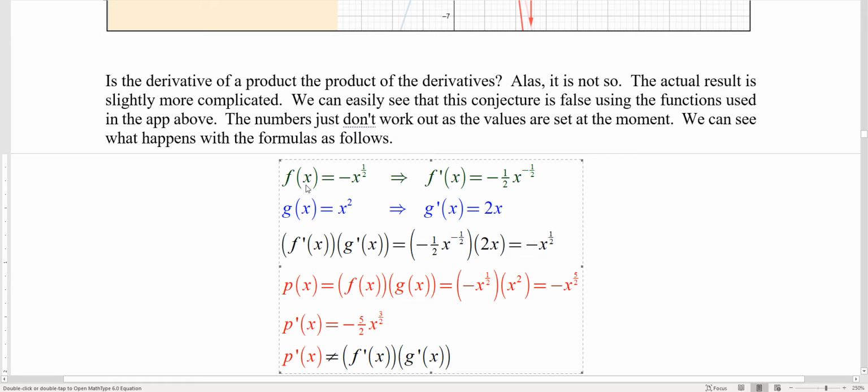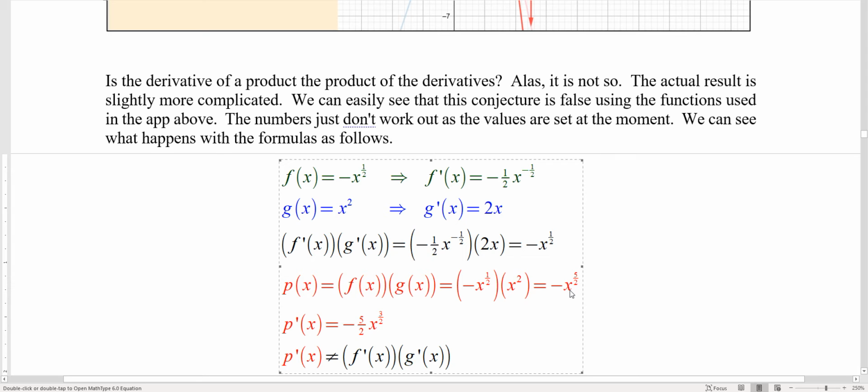In fact, that's the same as the original f of x. But it's not p of x. P of x is what happens when you multiply f of x and g of x together. If you multiply these together, we get negative 1 times 1, which is negative 1 for the coefficient. And we multiply these together by keeping the same base and adding exponents. 2 plus a half is 2.5, or 4 halves plus 1/2 is 5 halves. So p of x is negative x to the 5 halves.